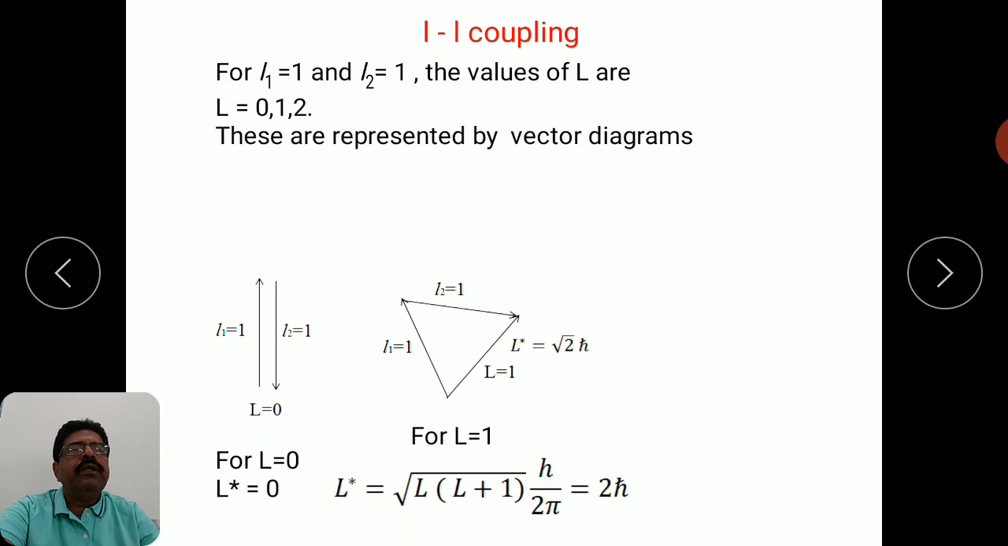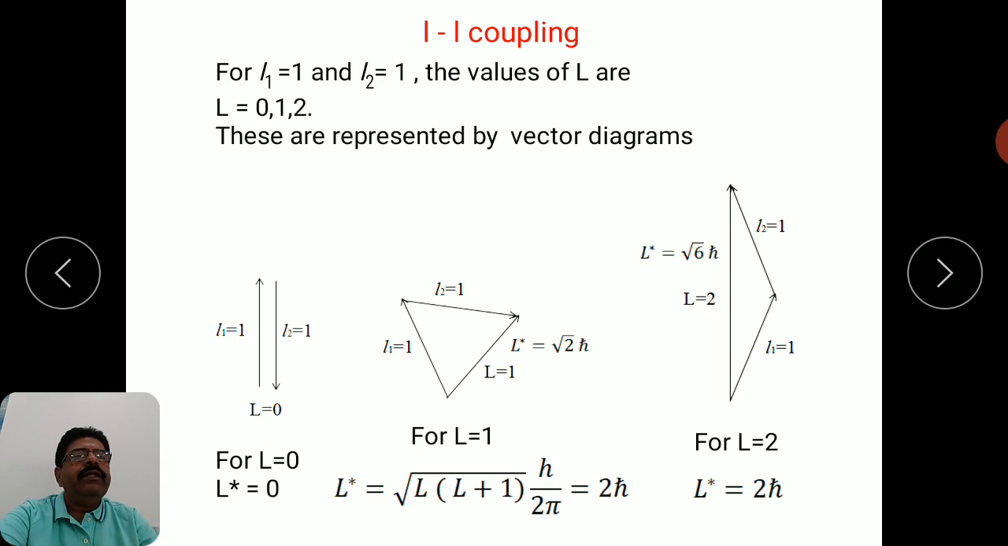Then in the next possible vector diagram, you can see L1 is 1, L2 is 1, see the orientation. So the resultant L is equal to 1 here, and its magnitude L star is given quantum mechanically by the square root of L in bracket L plus 1 into h upon 2 pi. If you substitute L equal to 1, that is 1 in bracket 1 plus 1, that is 2, so this is actually root 2 h cross, sorry. It is represented here as root 2 h cross. So that is the magnitude of this resultant L, that is L star.